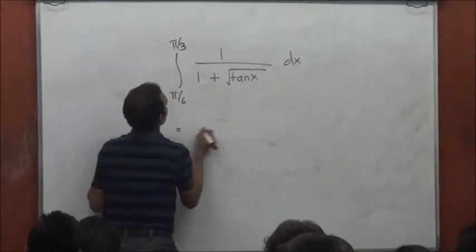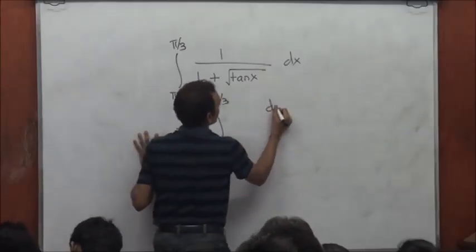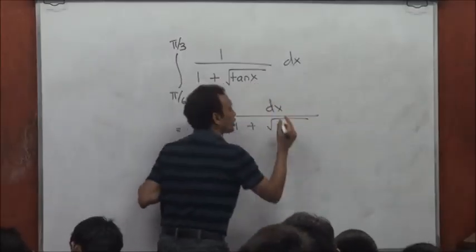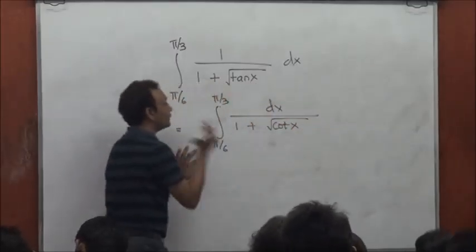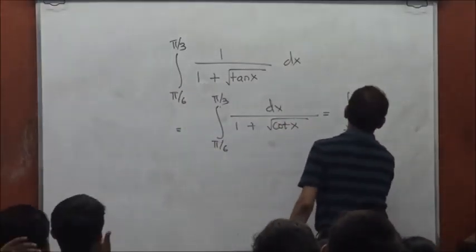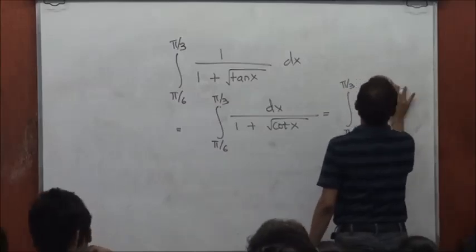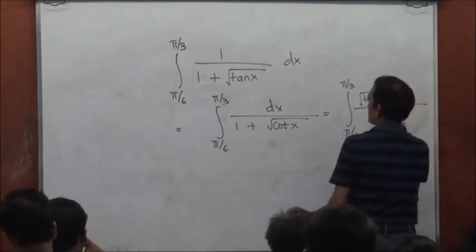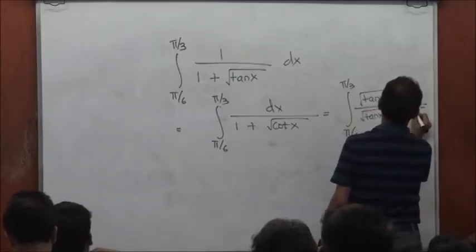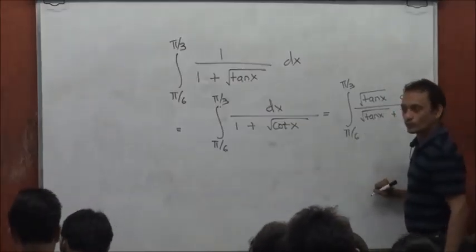So this could be written as the integral pi by 6 to pi by 3, dx by 1 plus root tan of 90 minus x, that is cot x, right? Which could be written as pi by 6 to pi by 3, root tan x by root tan x plus 1. Yes or no? Isn't it?